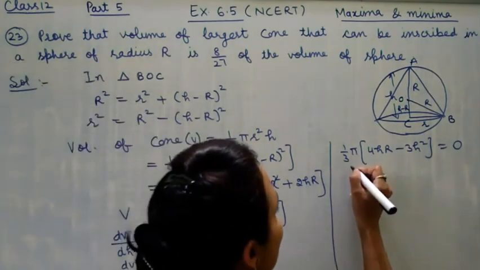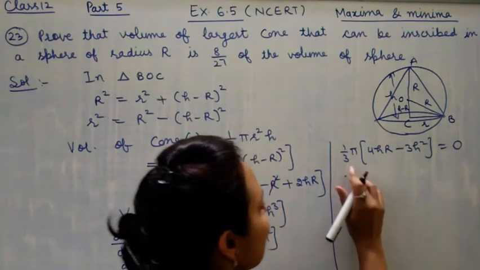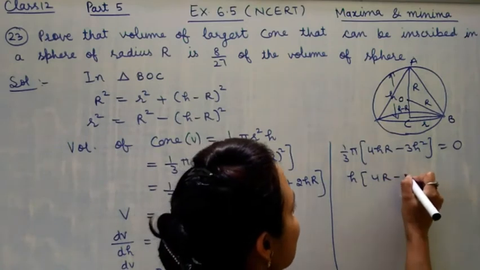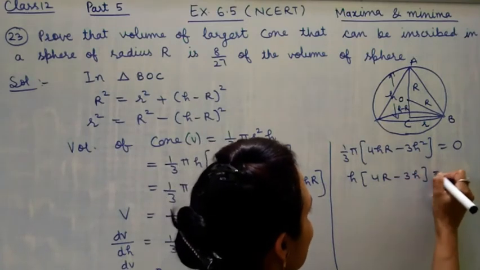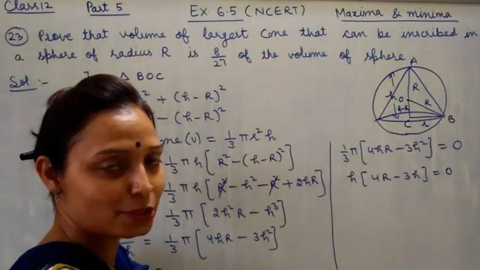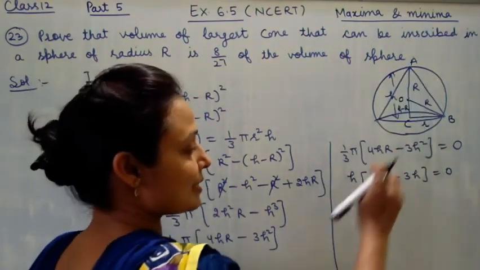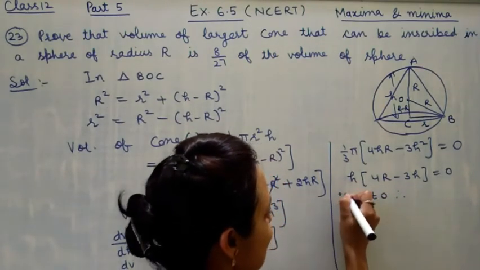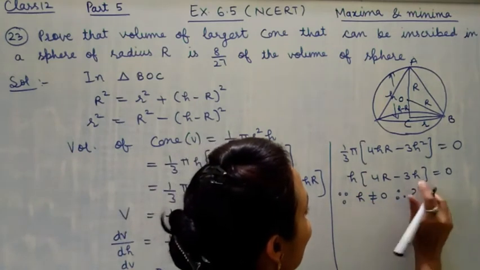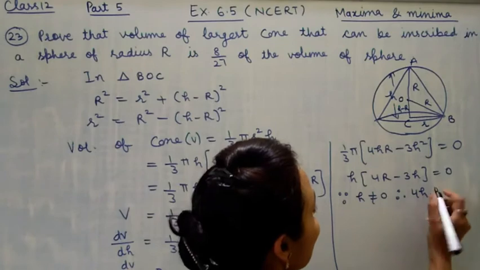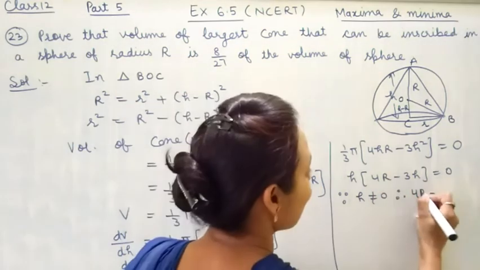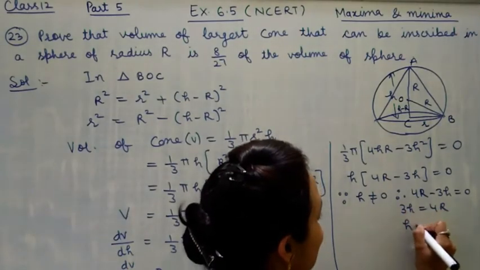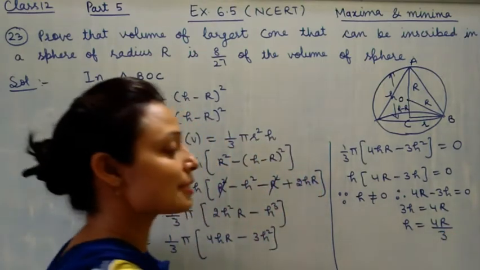How can you find it? 1/3 multiplied with 0 is finished, take h as a common factor, 4R − 3h equals 0. h will never be equal to 0 because h is a height. Therefore, h is not equal to 0. Therefore, 4R − 3h equals 0. 3h equals 4R and h equals 4R/3. So this is the value of h.